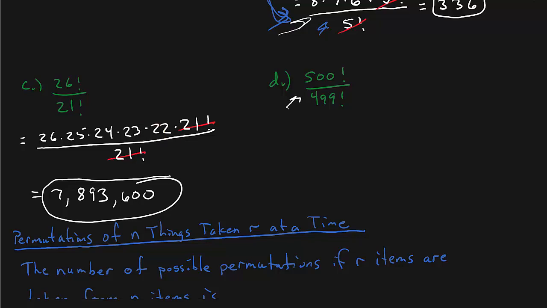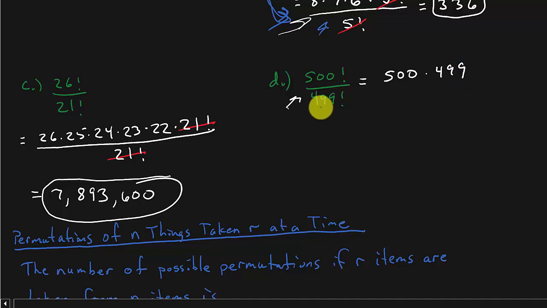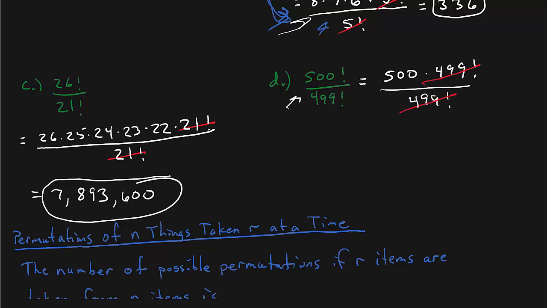When you first see this one, wow, those are big numbers. But let's look at it. That's 500 times 499 times 498 all the way down to 1. But look, I've got the 499 factorial, 499 times 498 all the way down to 1. That's factorial, right? Over 499 factorial. And then look what happens. Those cancel, and this is 500.